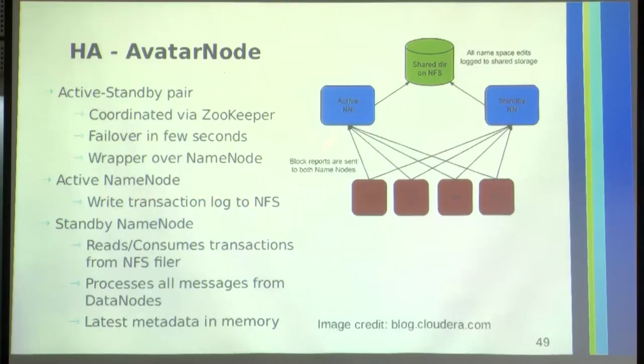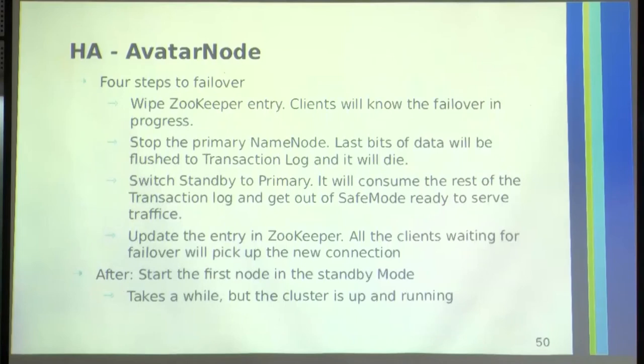The active name node is writing the transaction log to the NFS, and this one is reading and consuming it, just the edit log, right? So as the edits come, it reads from that and processes the other things. Because as you remember, the clients connect to the name node to get a lease or to find out information to make changes, and you don't want the clients to have to connect to both of them. So the clients will just connect to one of them, and that one will write the edit log here, and this one will read the edit log, right? So it works like that.